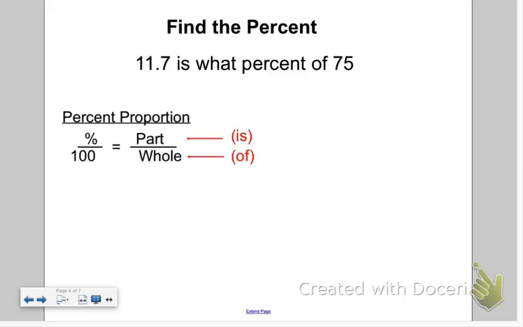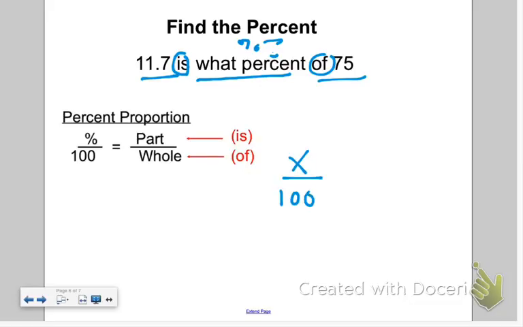Take a look at this one. Find the percent. If you see, we have our is and of again. 11.7 is what percent? We're missing the percent. What percent of 75? So this time we have the part, we have the whole, it's the percent that we're missing. So when I go to set it up, I'm going to have to put a variable over 100, and I'll put my 11.7 on the top and the 75 on the bottom, part over whole, and then I can go ahead and start to solve it.